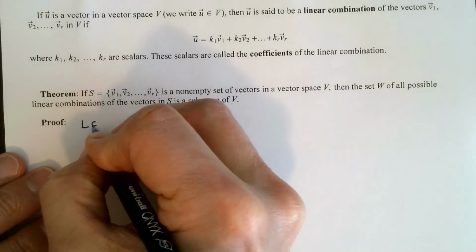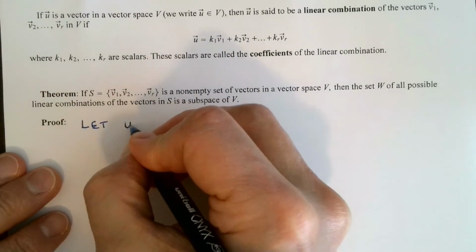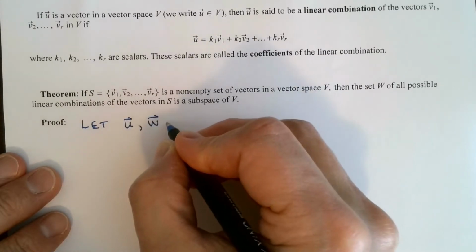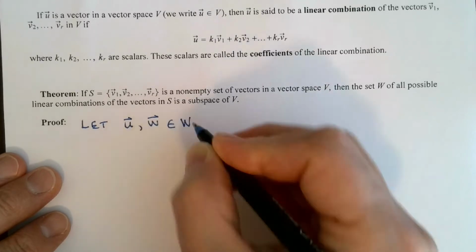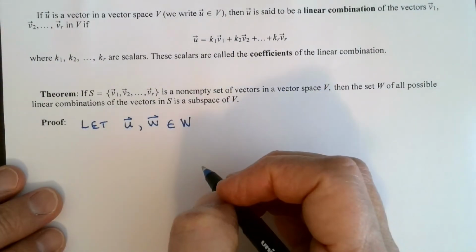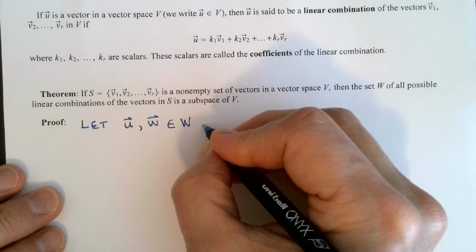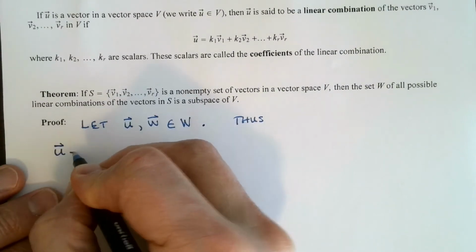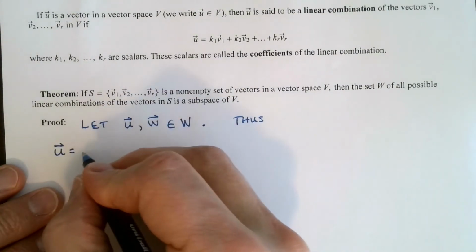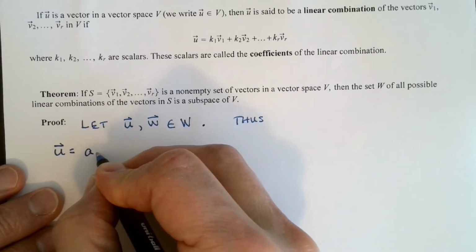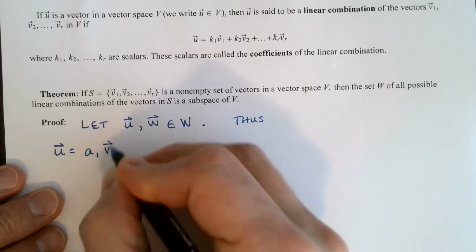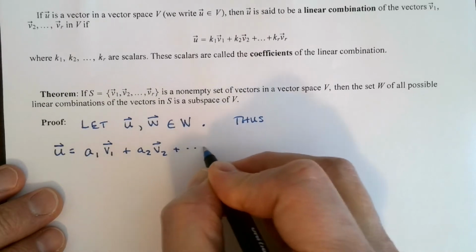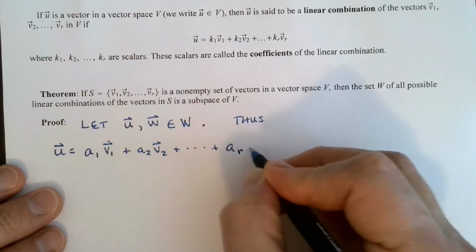So I'm going to let, and again, I have to do this in an arbitrary way, let u and w be in this set W of all possible linear combinations. Okay, well, thus, what do we know? Well, u has to be a linear combination of these vectors, and so I'll write it as the following. I'll use a scalars: a sub 1 times v1, notice this is the scalar, this is the vector, plus a sub 2, v sub 2, all the way to a sub r, v sub r, right?